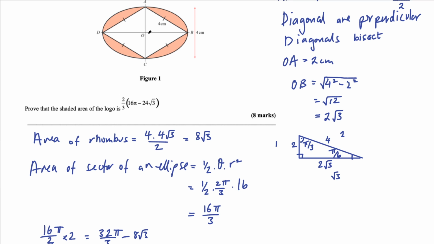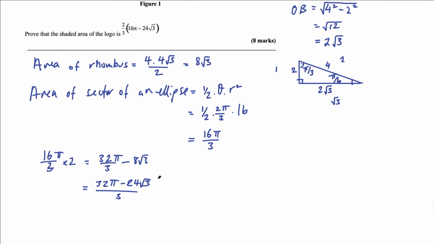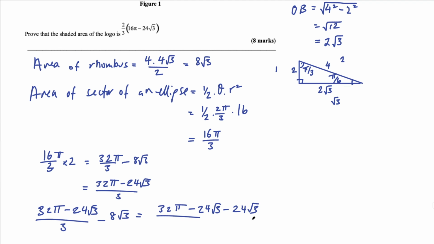Then if we subtract the area of the rhombus again, we'll get the shaded area. I hope that makes sense. I feel like I'm not explaining that fully, but I hope that kind of makes sense why I'm subtracting the area again. So we're going to do this, 32 pi take 24 root 3 on 3, take 8 root 3 again, and solve this. Again, multiply this by 3, we get 32 pi, take 24 root 3, take 24 root 3 over 3.